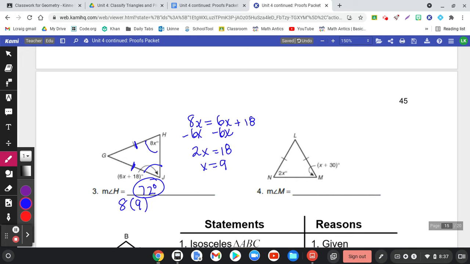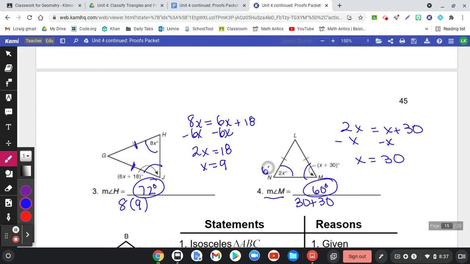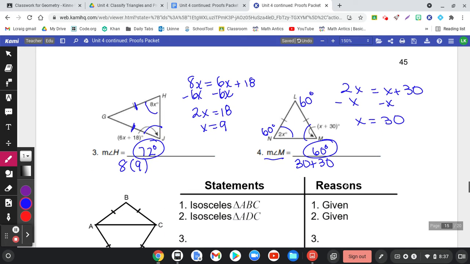Okay. And the last one, 2x equals x plus 30. This is an easy one. Subtract x, we're left with x equals 30. So if I want to find the measure of angle M, 30 plus 30 is 60 degrees, which would make this 60 degrees and this 60 degrees. So we're dealing with an acute equiangular triangle.